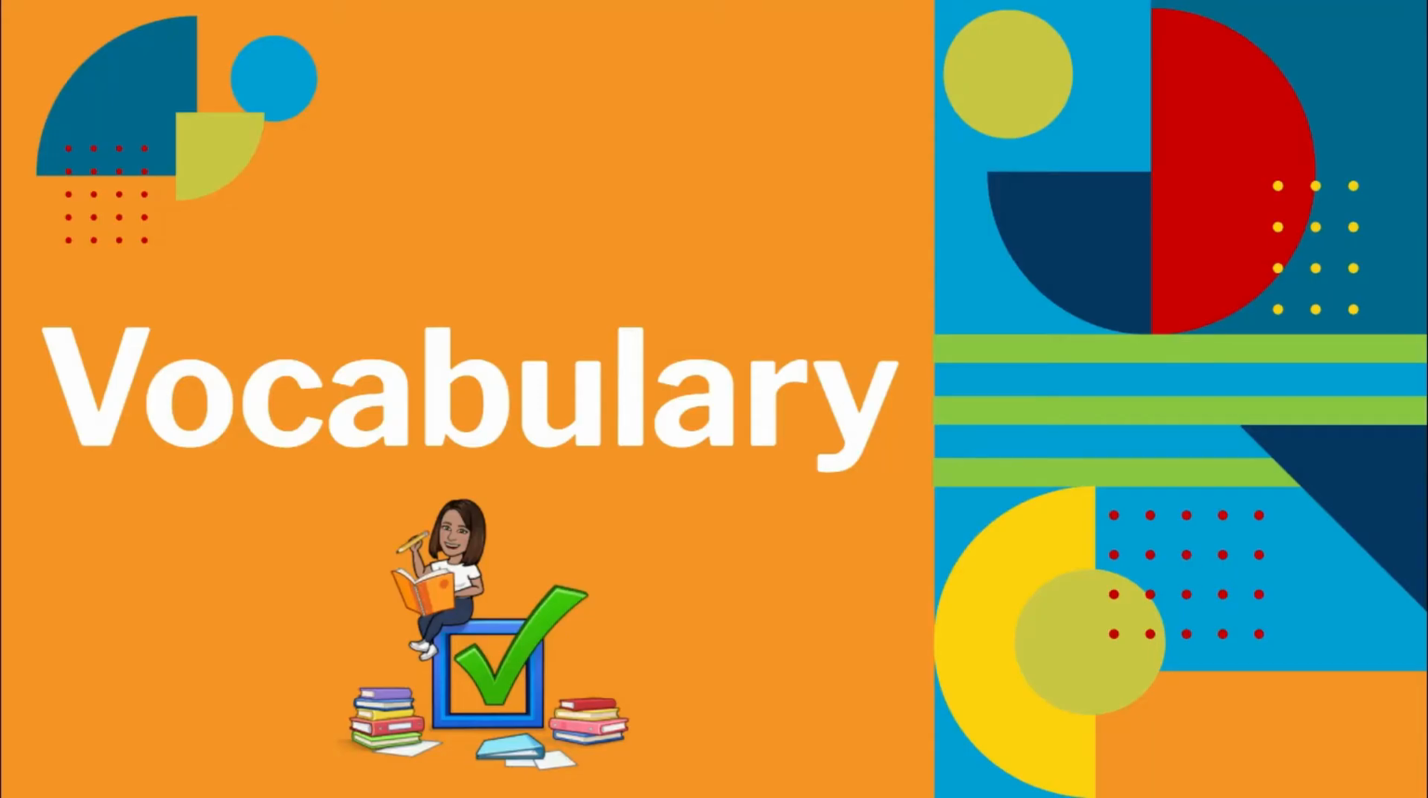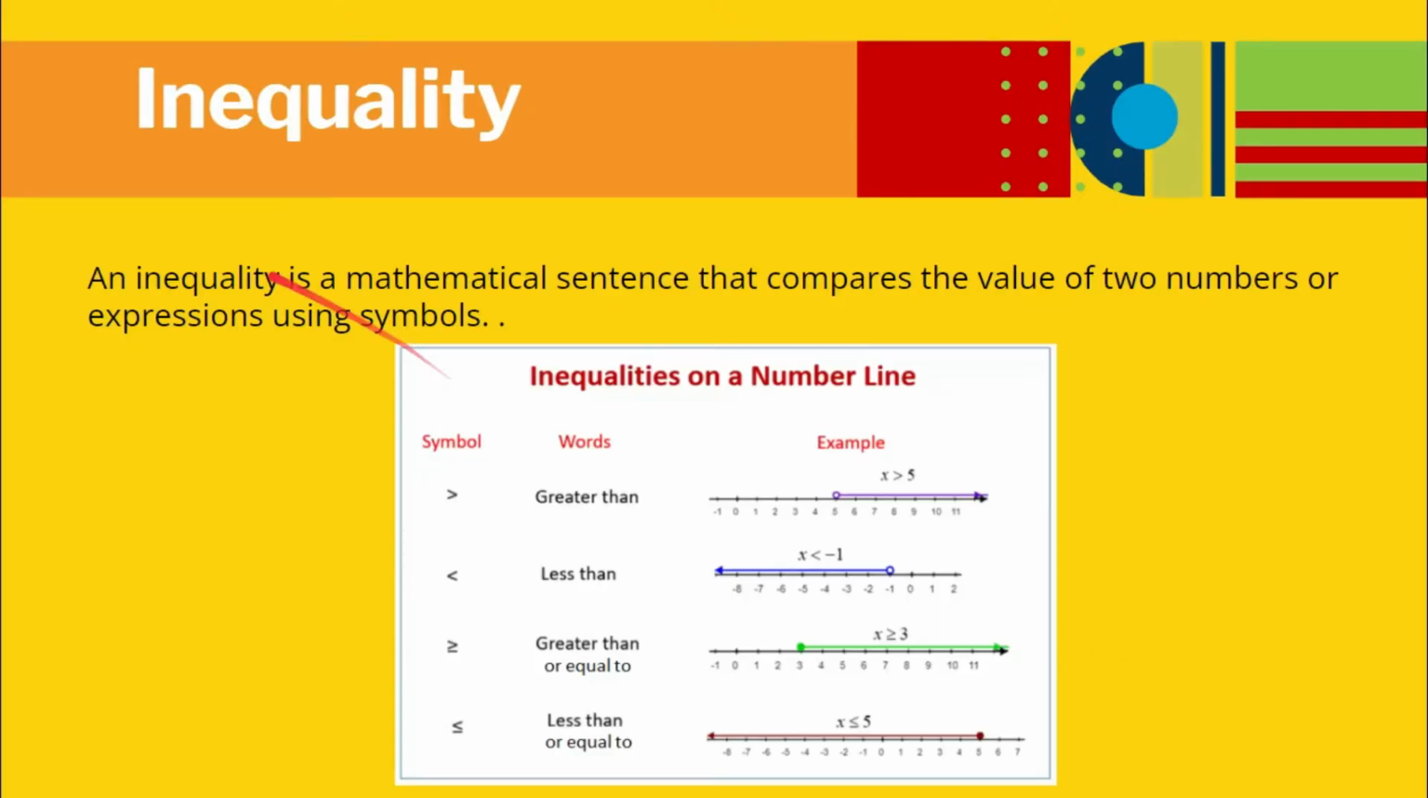Here are some vocabulary words that we are going to own during the lesson. First of all, an inequality is a comparison between two values, numbers or expressions that are not equal. Inequalities contain the symbols greater than, less than, greater than or equal to, less than or equal to, and it would also include the symbol not equal.